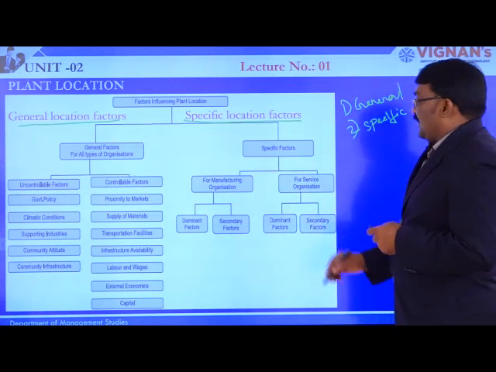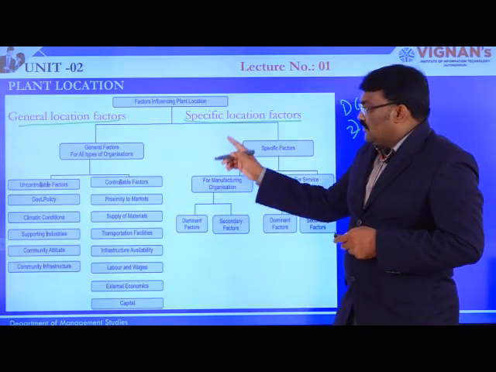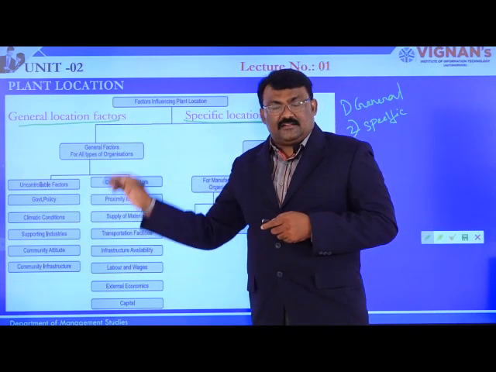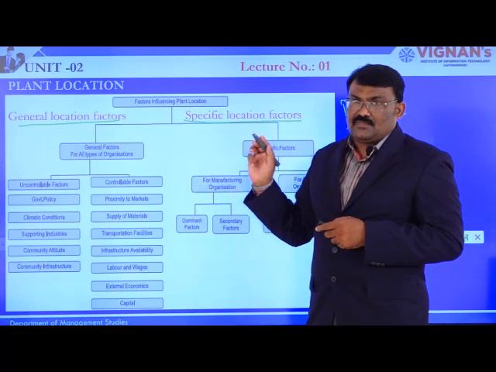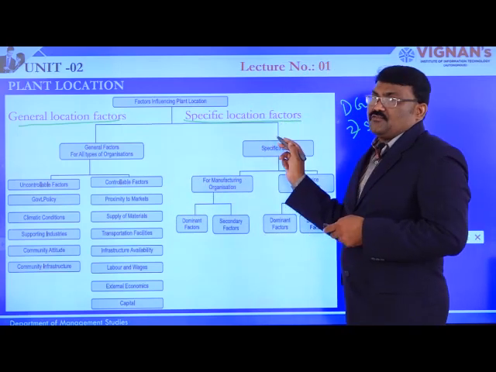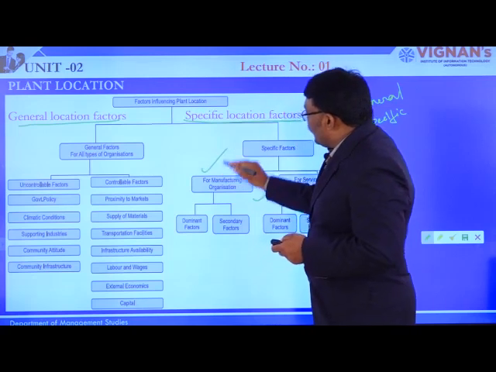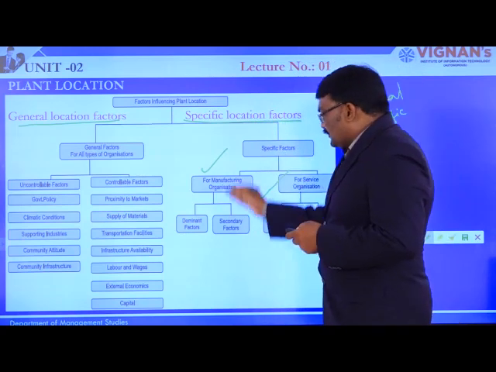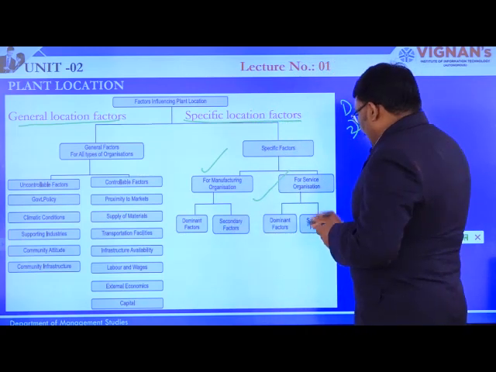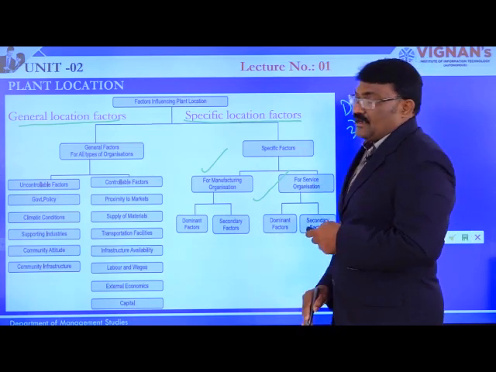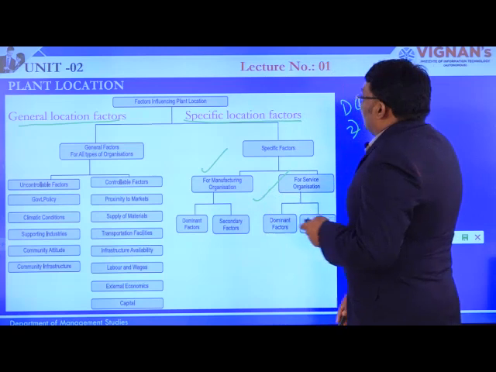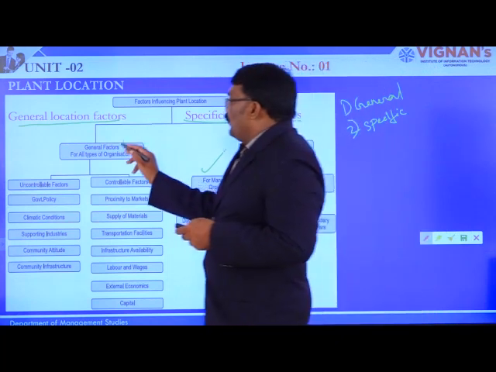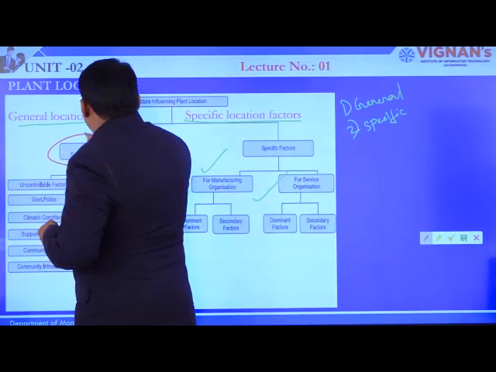General factors are applicable to all, either a manufacturing or a service organization. But specific location factors apply only to manufacturing or only to service. So, these are only towards manufacturing and these are only towards service. Both cannot have the same kind of parameters. Okay.